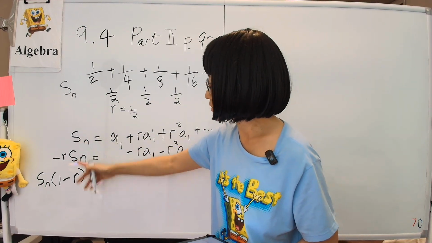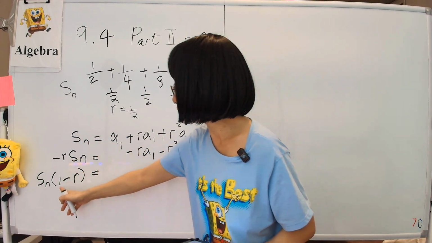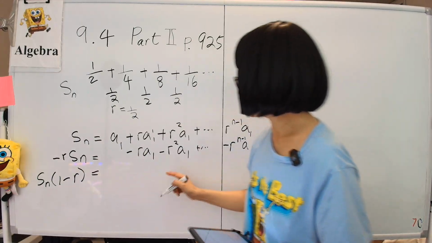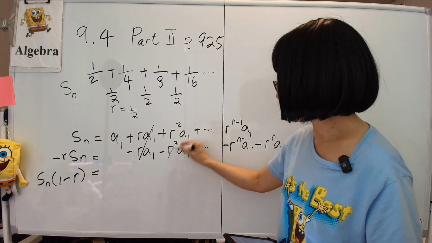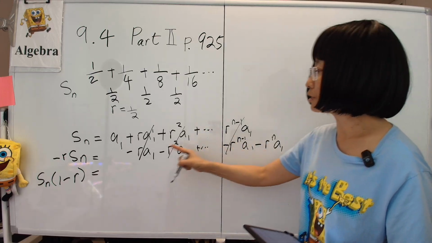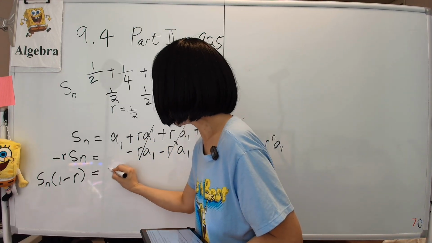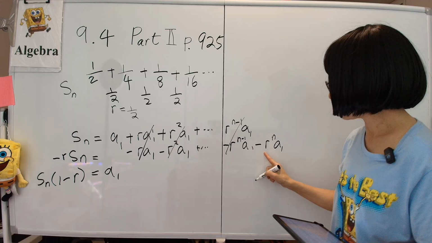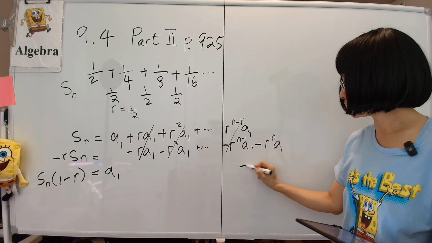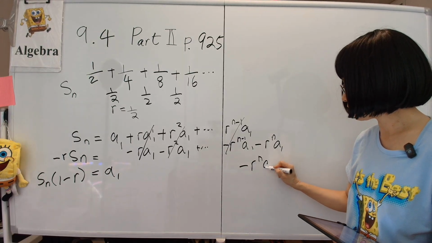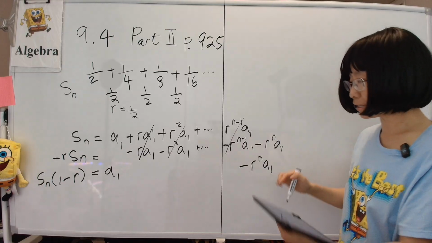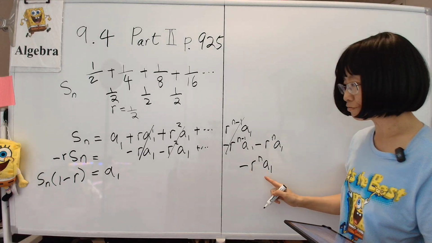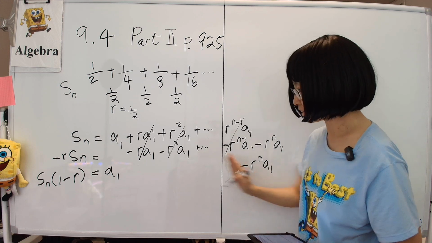So Sn becomes 1 minus r, and all these things cancel out, all the way here. The only thing that is left is a1 in the beginning, and then minus r to the n a1 at the end. That's it.